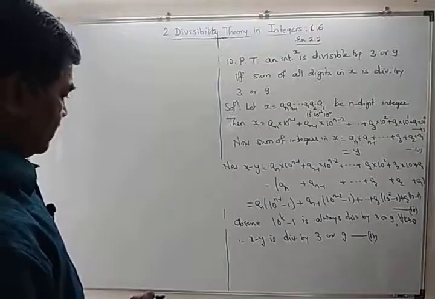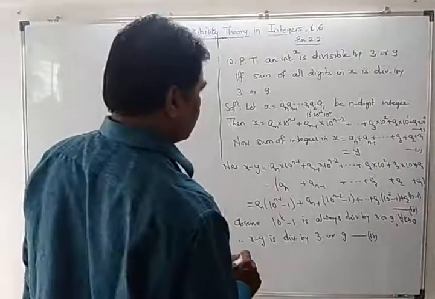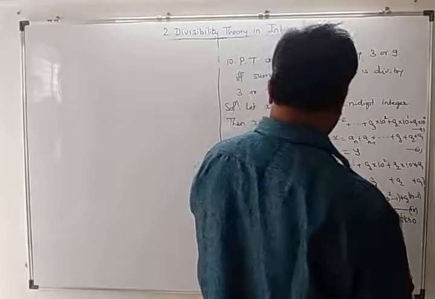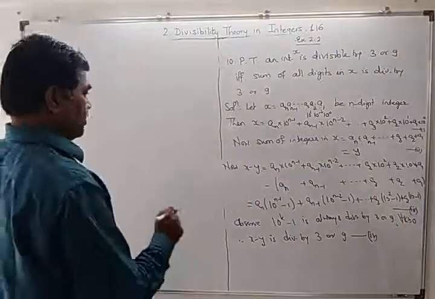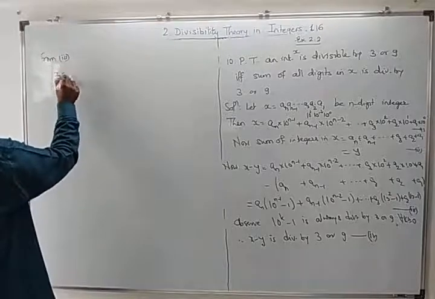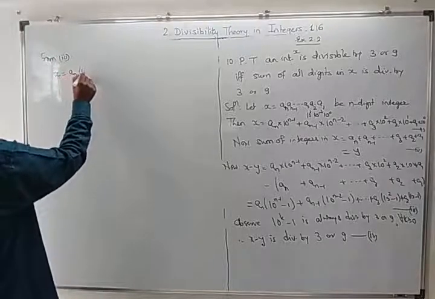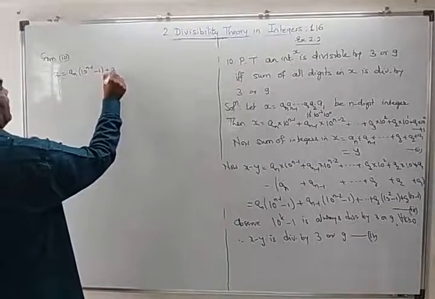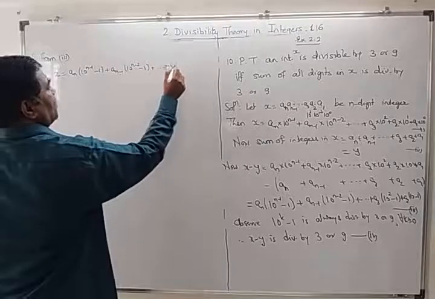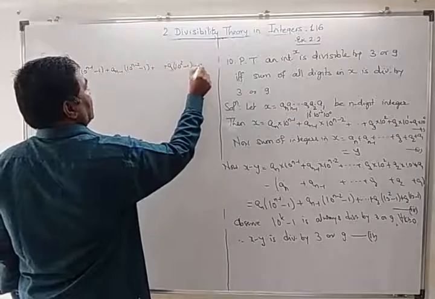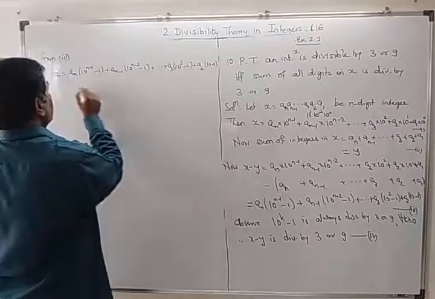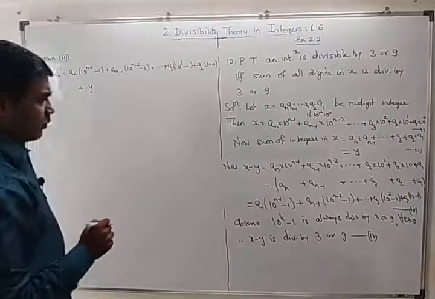Therefore, from 2 or from 3, x is equal to an into 10 raised to n minus 1 minus 1 plus an minus 1 into 10 raised to n minus 2 minus 1, plus up to a3 into 10 square minus 1 plus a2 into 10 minus 1, plus y.